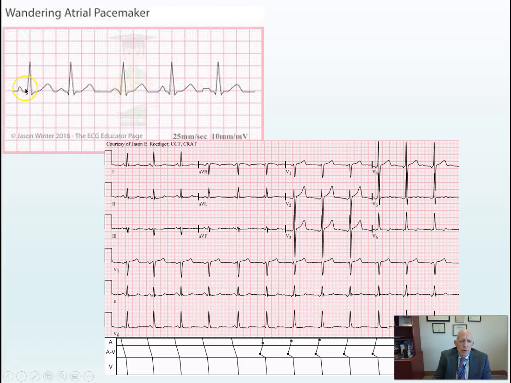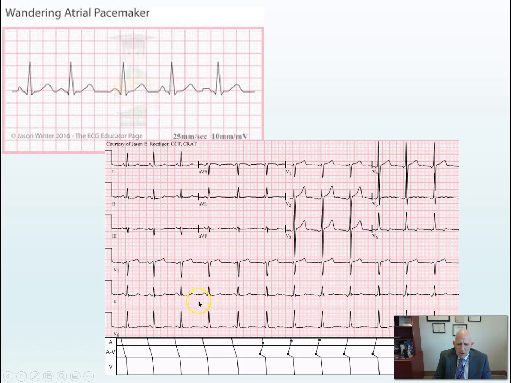Here's a rhythm strip showing the P waves looking quite different from beat to beat, and you notice the PR intervals change with that as well. Okay, normal QRS and a fairly normal rate. Here's a 12-lead EKG, and we're going to look at lead 2. Here's the rhythm strip for lead 2 here, similar to here.